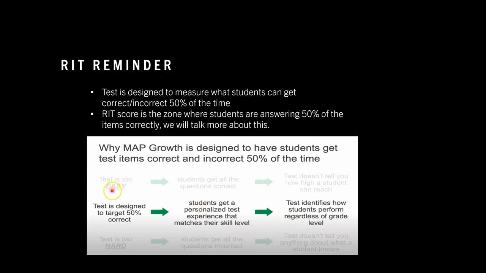If the test were made too easy, the students would get all of the answers correct, and the test wouldn't tell us how high a student can reach. We wouldn't get that ZPD, that zone of proximal development. And if the test is too hard, students would get all of the test questions incorrect, and the test would not tell us anything about what the student knows. So we have this sweet spot where we know what the student has mastered, and we know what they're ready to work on and how high their skill level goes.